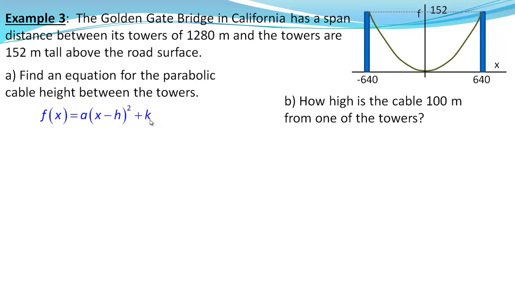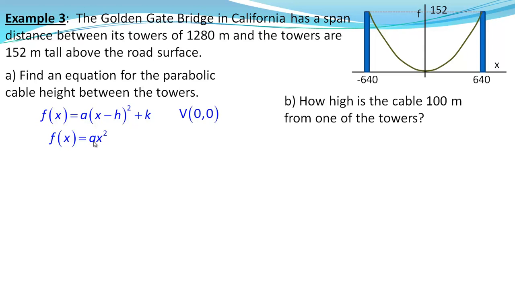So here's my vertex form. This is the general vertex form, like I wrote on the first page. And the vertex, the way I drew my axes, is at 0, 0. So that's 0 and that's 0. So then this just simplifies to ax squared. So it's a very simple vertex form. So I want to find the a value, very similar to what we did in the second example.